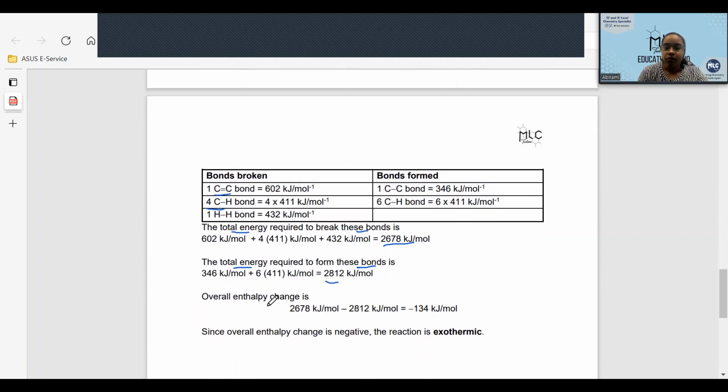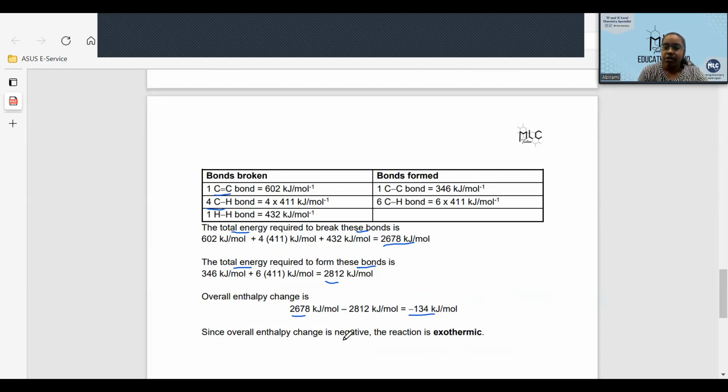How do you calculate the overall enthalpy change? You take bond breaking minus bond forming. So 2,678 kilojoules per mole minus 2,812 kilojoules per mole, you will get negative 134 kilojoules per mole.